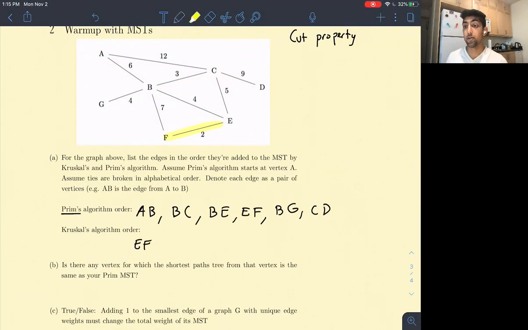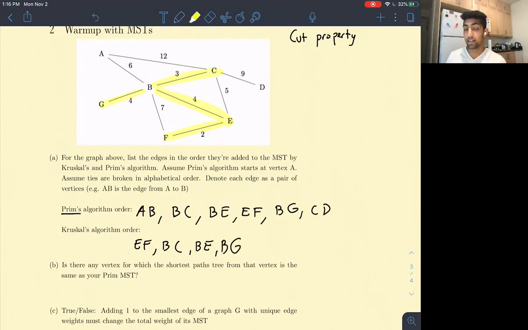Then Kruskal's will say, who's the next person we want to add? Well, let's add the next smallest, which is BC, okay? So we add BC. Then Kruskal's says, who's the next one that we want to add? So we have BE and BG, which are tied at 4. So we'll add BE, breaking ties alphabetically. Then we say, who's the next one we want to add? Well, the next smallest is BG, so we add BG.